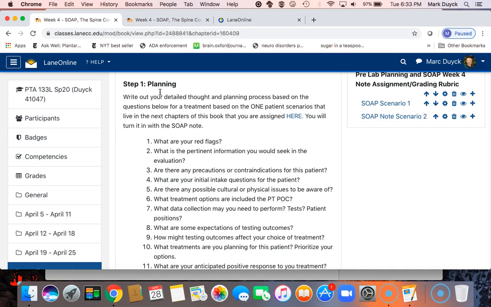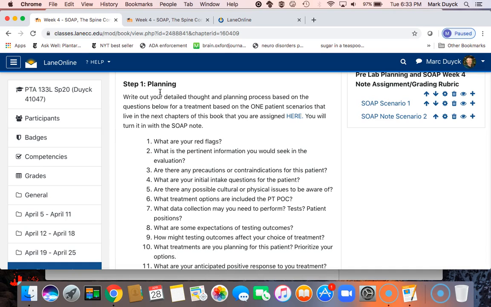What pertinent information would you seek in the evaluation? I'm going to give you a couple of hints there. What about PT goals? You've heard myself and Christina constantly say, what are the goals? What is the PT assessment of this situation? What did the PT assess in the evaluation? And what is their prognosis? How long is it going to take for this person to get better?